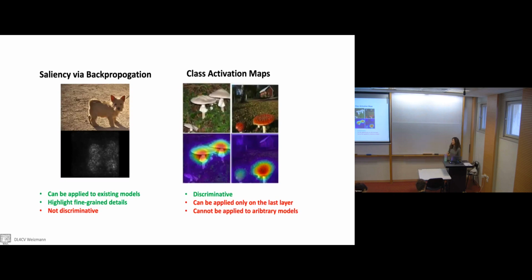So now again, just to remind you, we talked about these two approaches. The class activation maps require an architectural change, but allow us to maintain the spatial information that the network learns. On the other end of the spectrum, we have the backpropagation-based technique that allows us to reason about each pixel, how a change in each pixel would affect the classification result. It can be applied to arbitrary models, but it's not very discriminating.